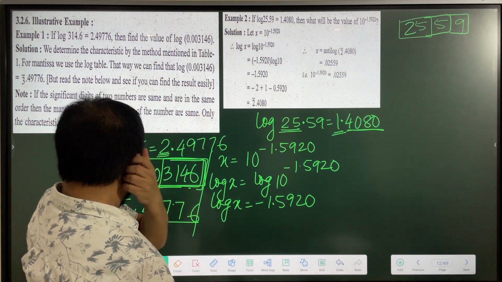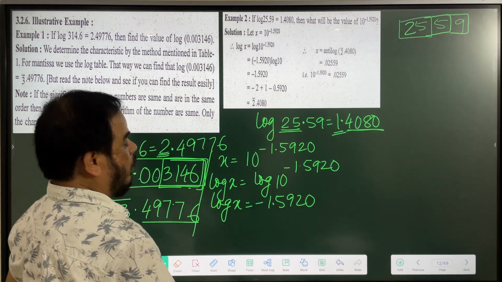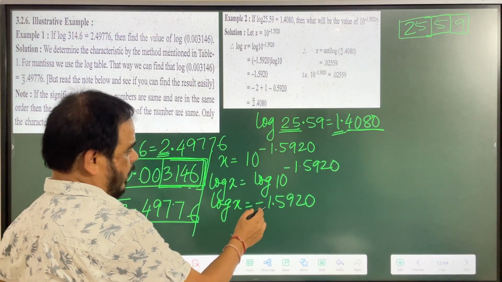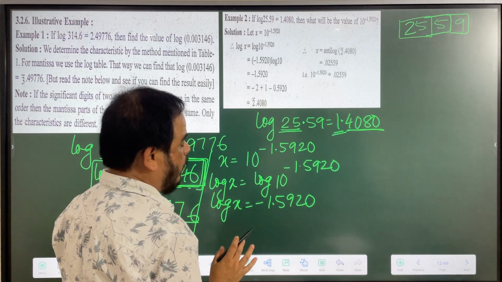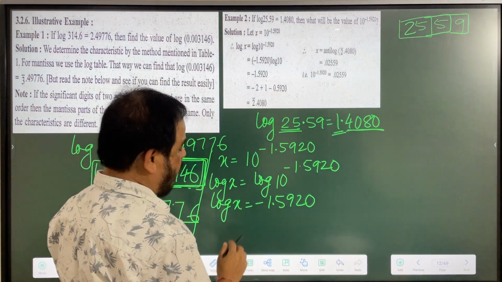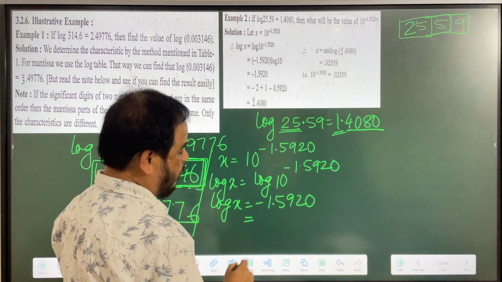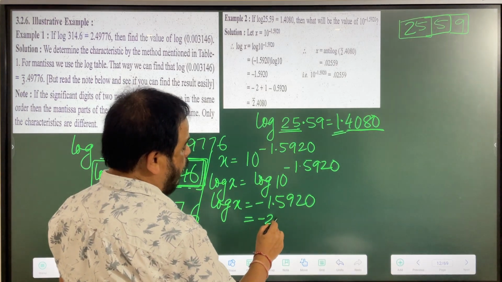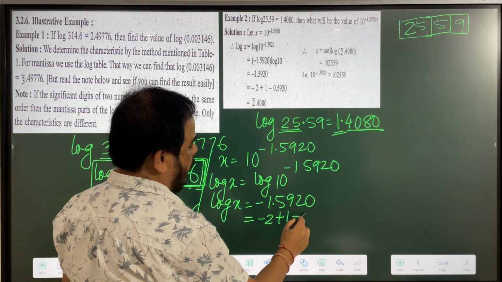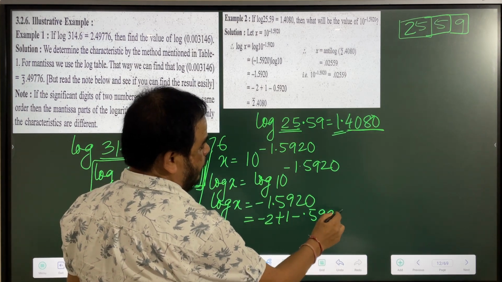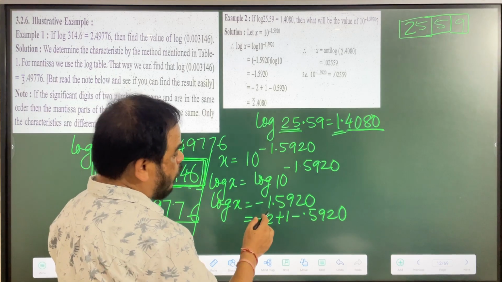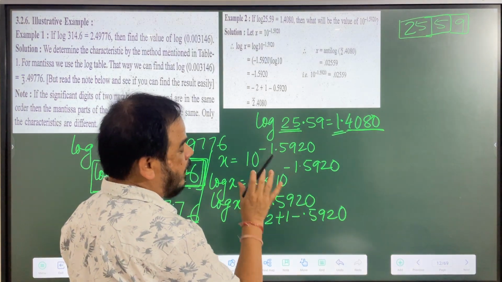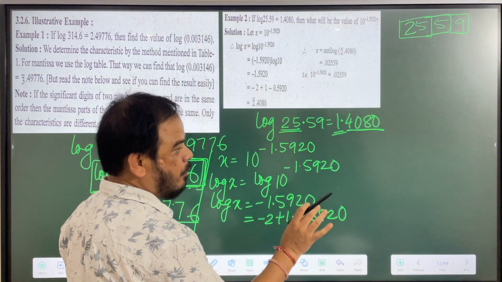1.5920 we have got. As I have already explained, when we get a negative number, the minus sign applies to 0.5920 also, so the decimal part is negative. We have to make it positive. So minus 2 plus 1 minus 0.5920. Then only you can go for anti-logarithm, because the decimal part cannot be negative. In logarithm, the decimal part is never negative.